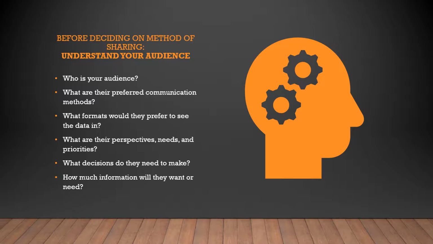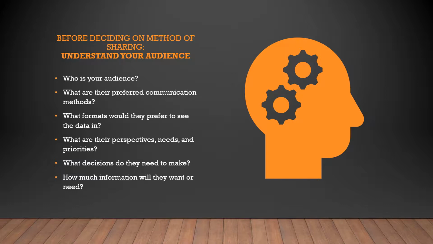So before you can start looking at the actual method that you want to use, you have to look at a few things. First is understanding your audience. You are going to tailor make your method with your audience. So you've got to ask yourself a couple of questions. Who is your audience? What communication method do they prefer to use? What formats do they need? Are they visual? Do they need graphs and tables? Or are they more into reading things like journal articles?